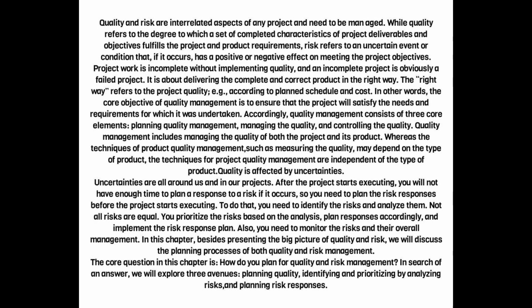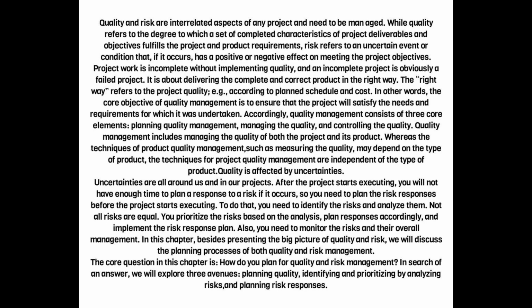It is about delivering the complete and correct product in the right way. The right way refers to the project quality, for example, according to planned schedule and cost. In other words, the core objective of quality management is to ensure that the project will satisfy the needs and requirements for which it was undertaken. Accordingly, quality management consists of three core elements: planning quality management, managing the quality, and controlling the quality. Quality management includes managing the quality of both the project and its product.